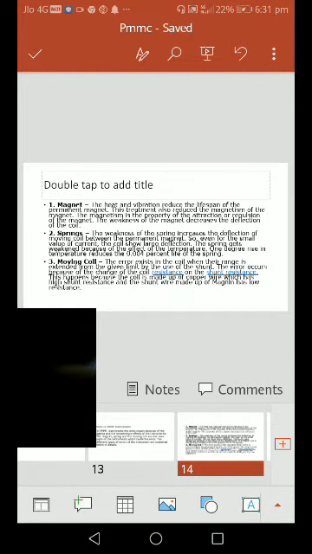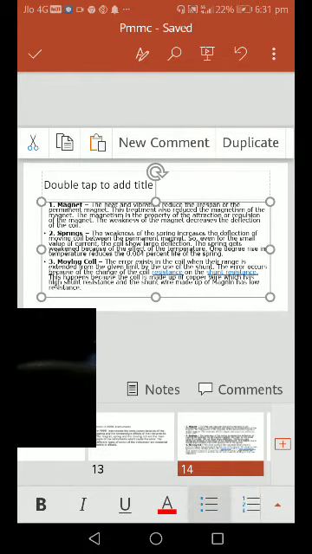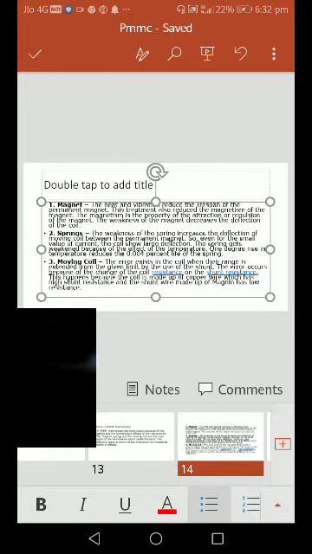Then we have the magnet. The heat and vibration reduce the lifespan of the permanent magnet, and the temperature also reduces the magnetism of the magnet. The magnetism is needed for attraction and repulsion. The weakness of the magnet decreases the deflection of the coil.